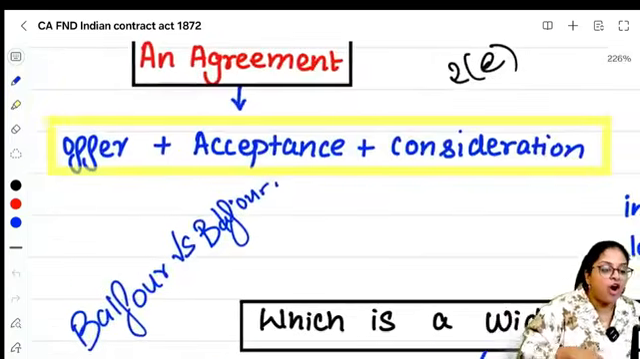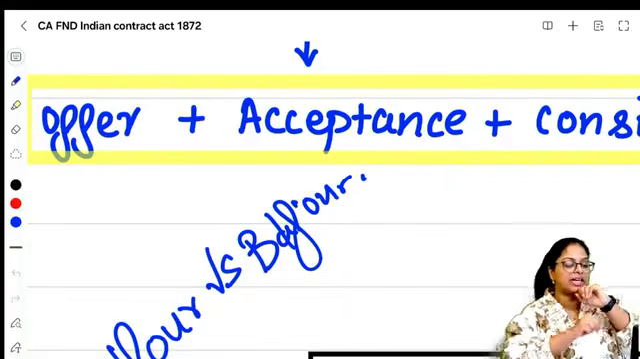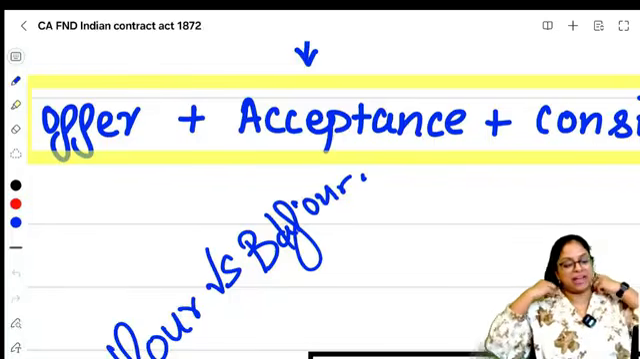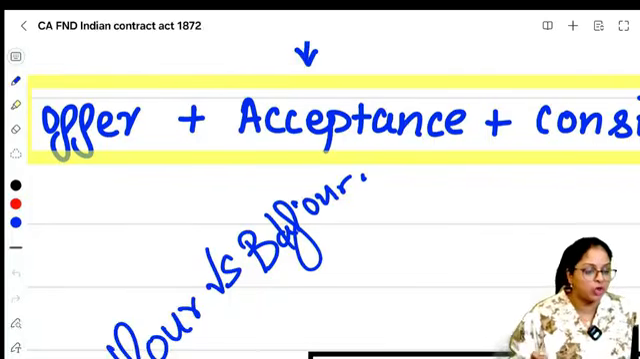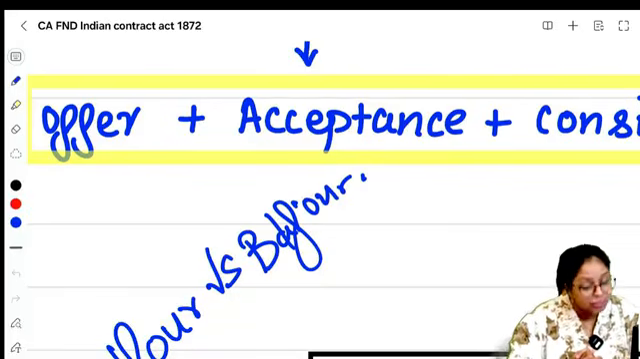Offer oda section number enakku sollu papo. Offer oda section number enadhu? Offer is defined under section 2 clause A. Very good, very good. What about the others? You don't know. It is section 2 clause A is offer.